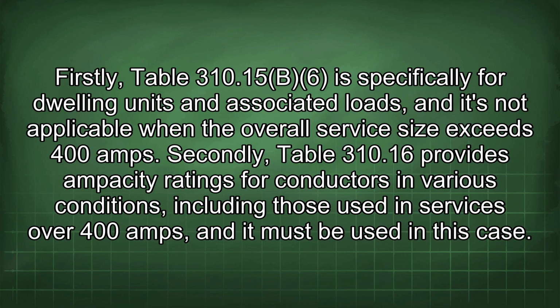Firstly, Table 310.15(B)(6) is specifically for dwelling units and associated loads, and it's not applicable when the overall service size exceeds 400 amps. Secondly, Table 310.16 provides ampacity ratings for conductors in various conditions, including those used in services over 400 amps, and it must be used in this case.